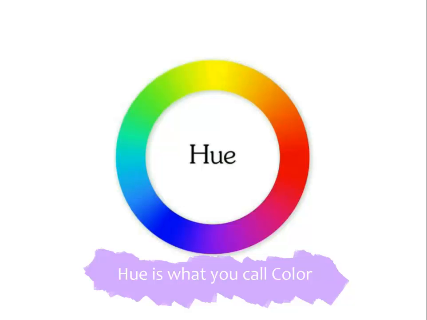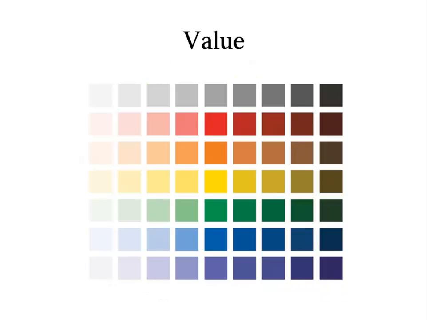Okay, so what is value? Well, value is the brightness or darkness of a color. So in here we have the gray and we have the value scale of that gray from light to dark. And next would be red. Well, you can also have a value of light red or dark red. For yellows also, you can have light yellows and darker yellows. Same goes for any other color.